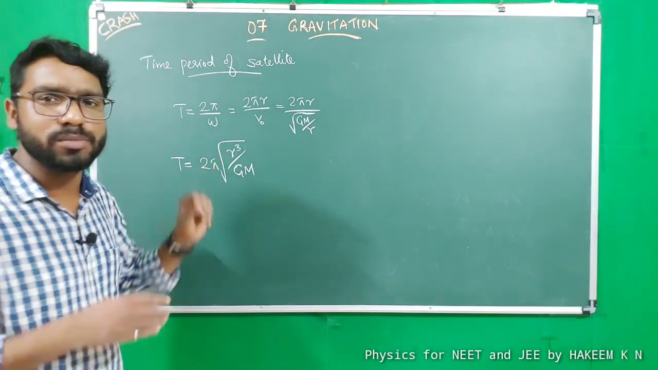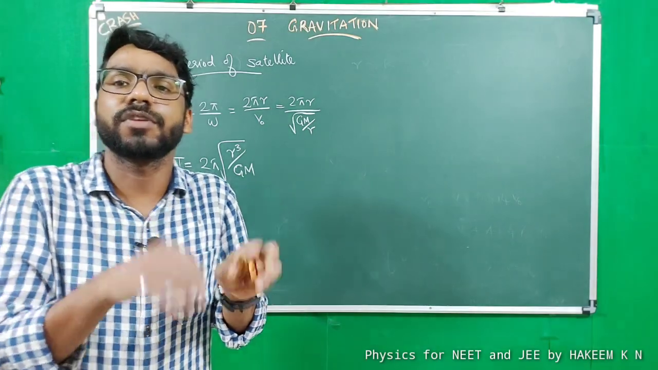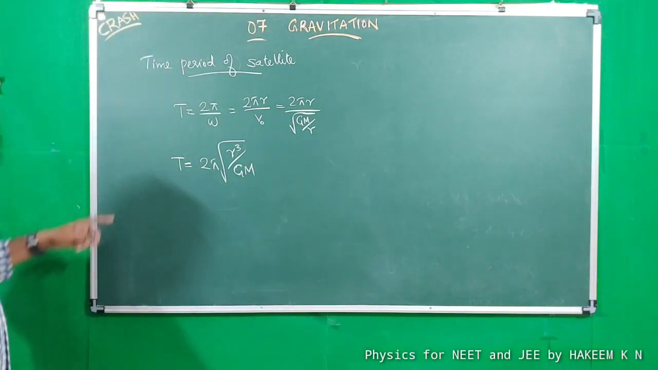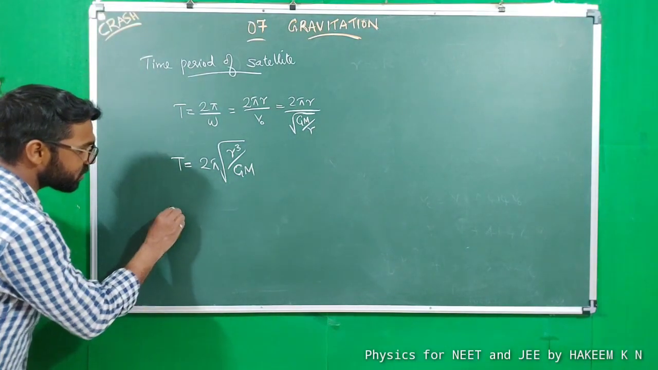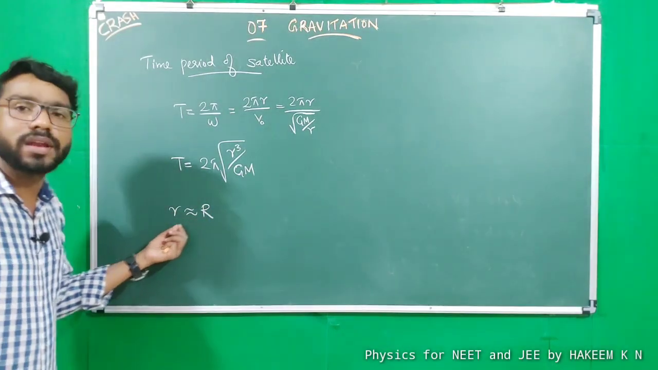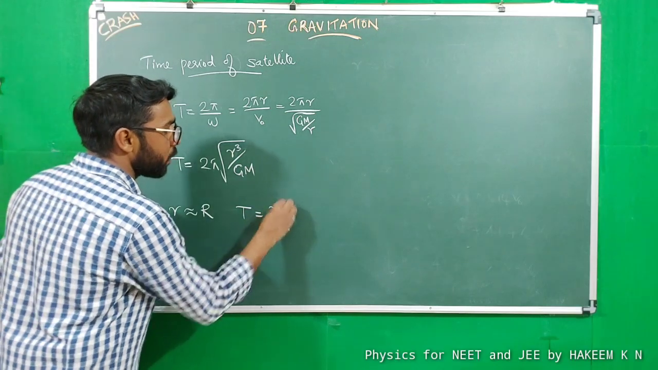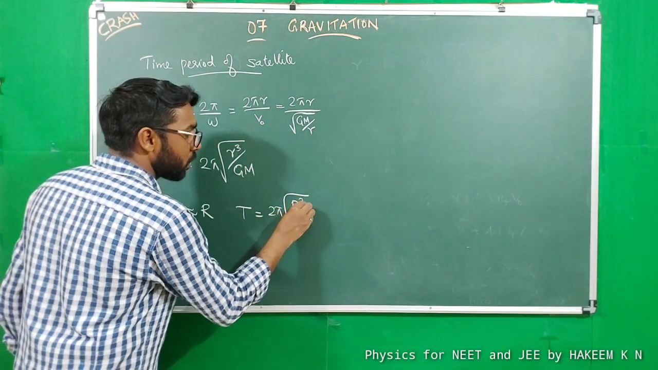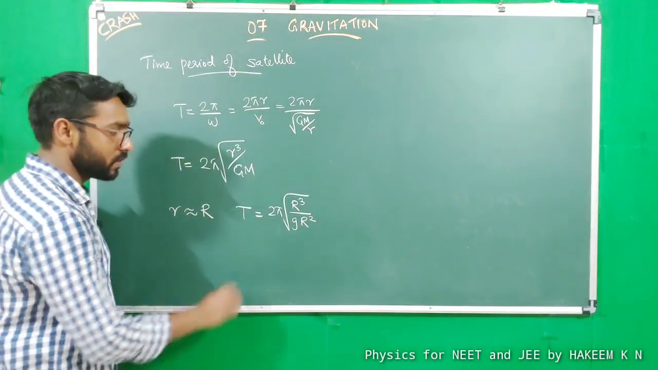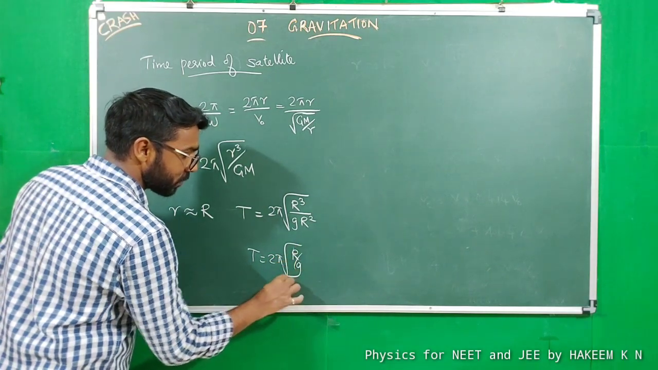Everywhere small r we can write capital R plus h. From there we can calculate the height of the satellite too. Now if the satellite is revolving very close to Earth's surface, we can give small r equal to capital R. Then we get time period T equal to 2 pi root capital R cube by GM. We can write GM as g R square. So we get time period 2 pi root R by g.